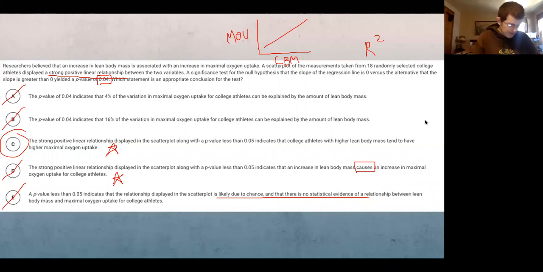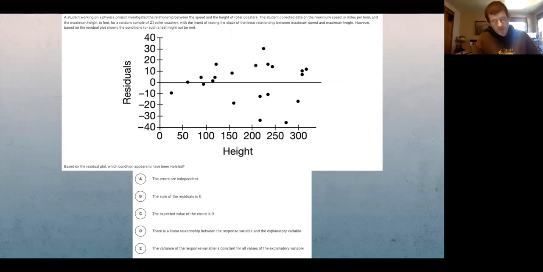Okay, this one, pretty straightforward. We had 21 roller coasters, maximum speed and maximum height were put into an association, and basically we got this residual plot. And they're saying right here that the conditions haven't been met. So which condition does it appear we did not meet?